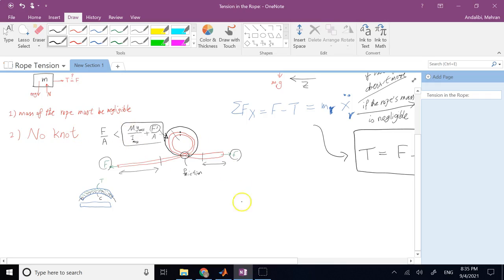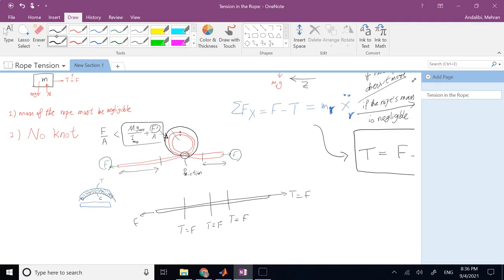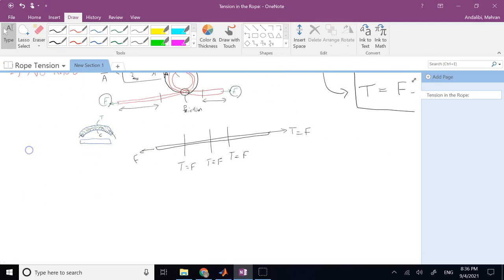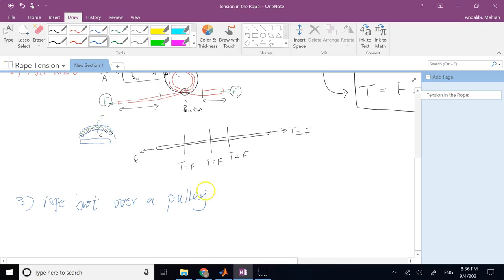If you have these two, then in a straight rope, you can say that if I pull this side with F, then the tension on the other side is equal to F, and anywhere else, wherever I cut, T is also equal to F. So these are the two foremost conditions, but that's not all. Other things we have to consider, the most important one is if the rope is not straight and is going over a pulley. So the third condition is that the rope is not over a pulley. If it is, then it is going to be quite different.